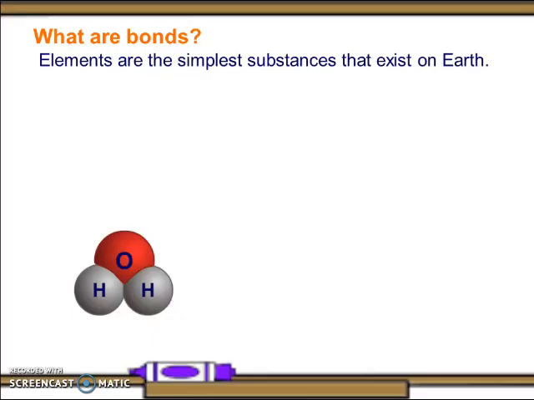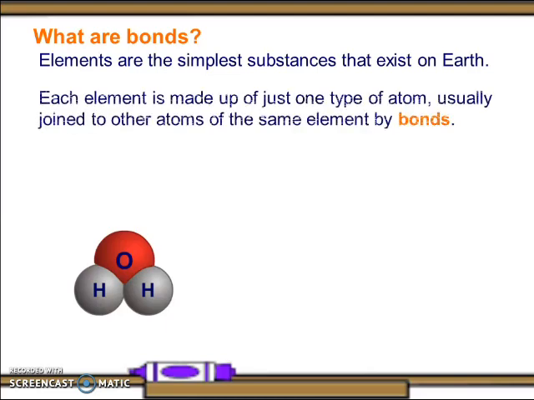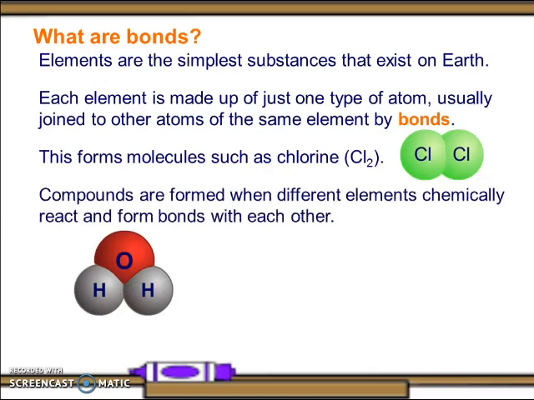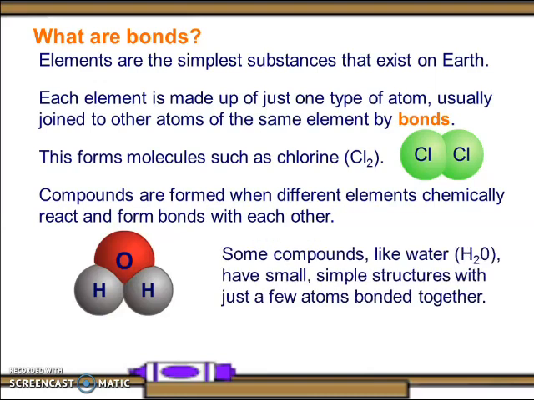What are bonds? Elements are the simplest substances that exist on Earth. Each element is made up of just one type of atom, usually joined to other atoms of the same element by bonds. These form molecules such as chlorine or Cl2. Compounds are formed when different elements chemically react and form bonds with each other.